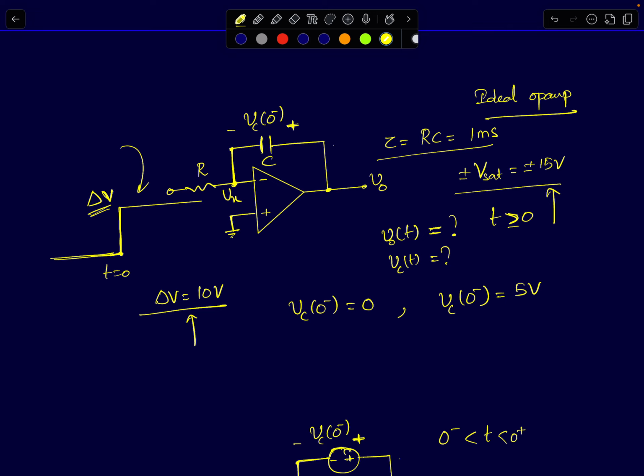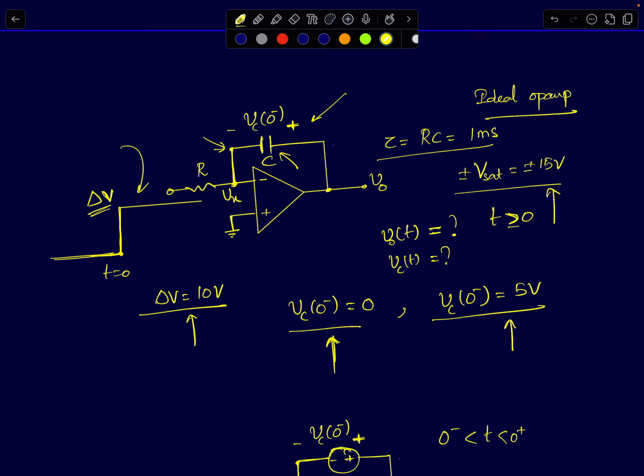You have to solve it for two different cases. In one case, look at the polarity of the voltage. The positive plate is connected to the output node, and the negative plate is connected to the inverting terminal. So VC of 0 minus, we first have to assume it to be 0, and then we have to assume it to be plus 5 volts and solve this problem. Okay, so first we'll assume VC of 0 minus is 0 volts.